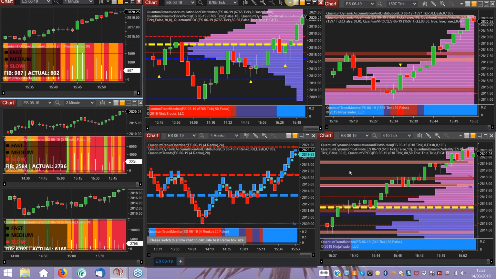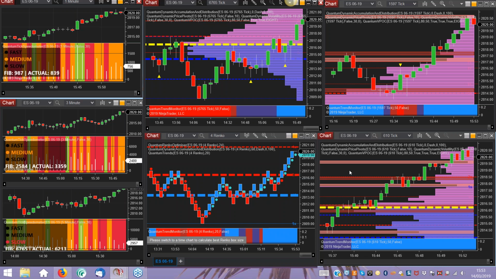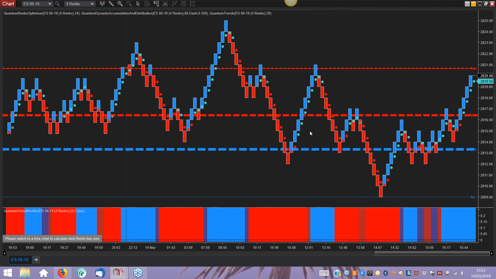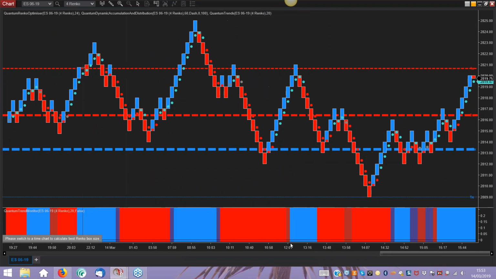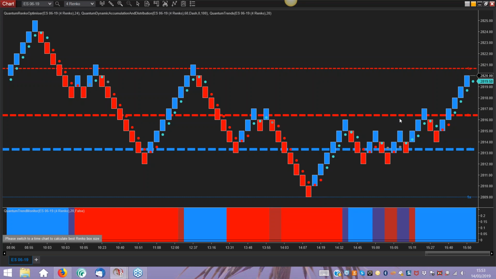And the beauty of tick charts is you see the momentum as the market speeds up and slows down. That's what a tick chart is all about. Exactly the same with the Renko. Exactly the same principles. It's not based on time, completely independent of time. And this is set at 4. Again, this is automatically delivered by the Renko optimizer. It tells you the optimal setting for the ES right now in this session.